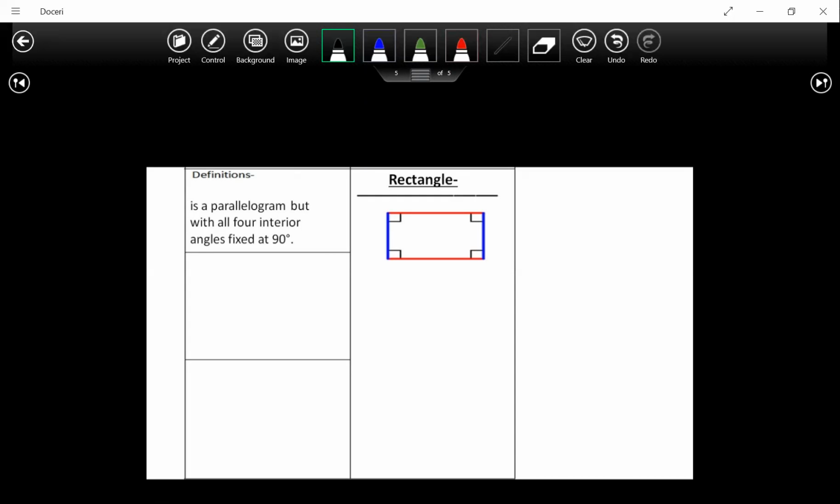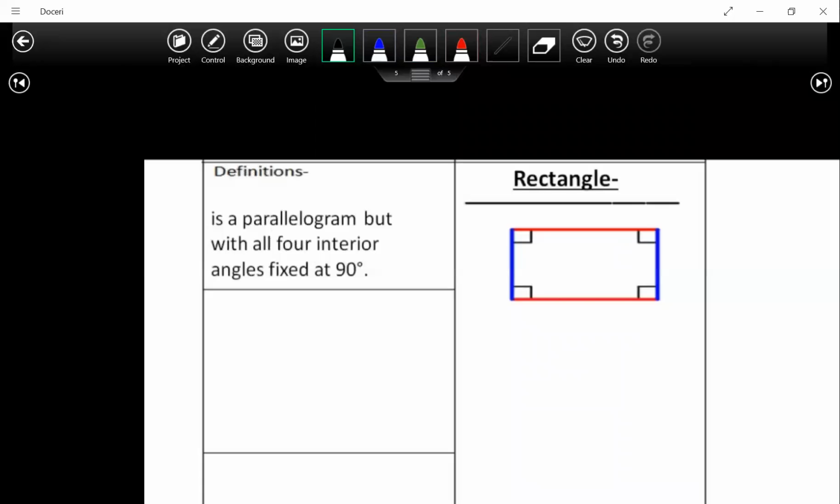So let's talk about this one as well. We're again going to talk about angles, sides, and diagonals. Angles. For this one here, we're going to talk about the angles. The angles just happen to be all congruent. All are congruent. All are 90 degrees.